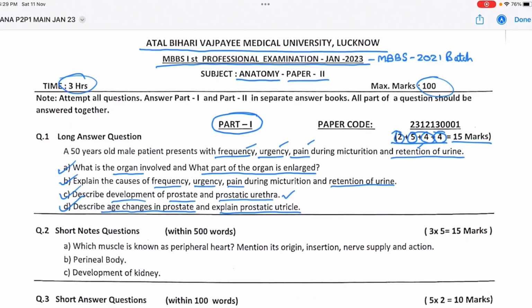By the way, let me ask you, what is homologous to the prostate in females? You should remember that in females, instead of the prostate, you have the paraurethral glands of Skene, right? So we are done with this question.